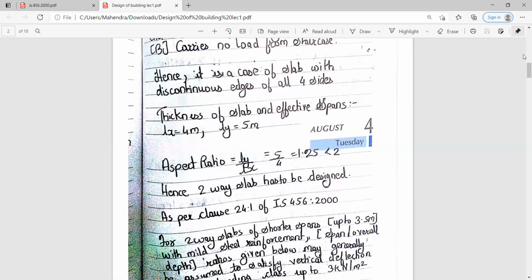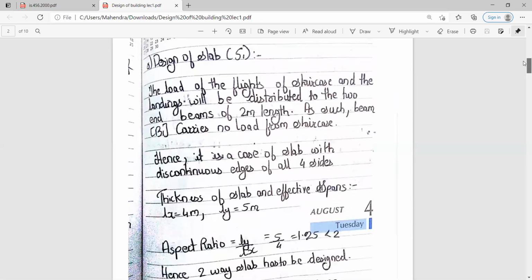So do up till here, then we shall proceed further, and if any doubts you can ask. First of all, we are going for the design of the slab S1, then we'll design the beam B1. Before starting the design, it is very important to know which type of slab you need to design, either one way or two way.